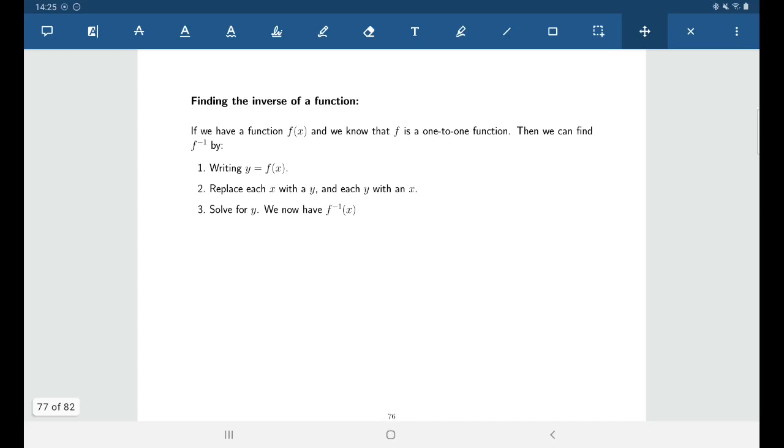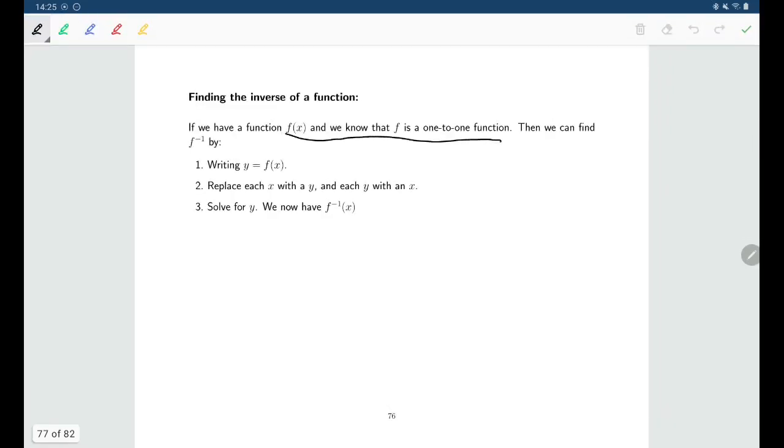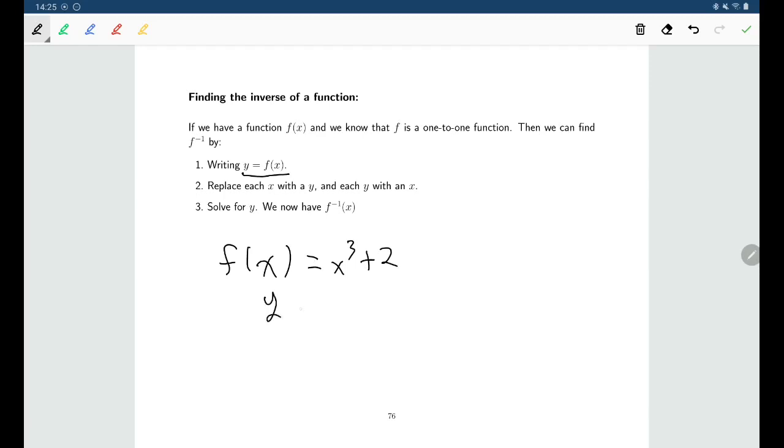So here you have a function f of x, and it happens to be one-to-one, which means you know that f inverse will exist. So the plan is, the first step, you just rewrite it as y equals. So if your function was originally x cubed plus 2, then you'd first start off by rewriting it as y equals x cubed plus 2. Because we'd like to see in our definition here y's and x's together, not x's and f of x's.